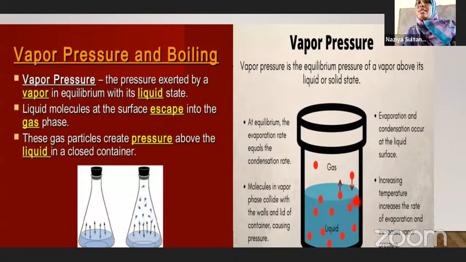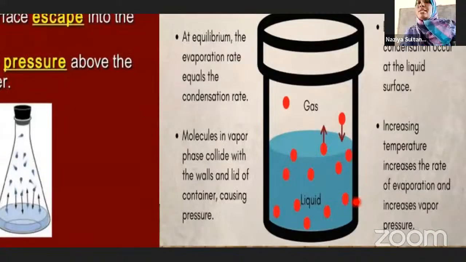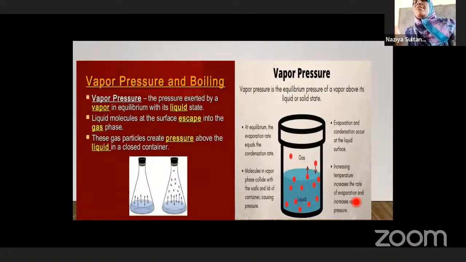The gas molecules would be exerting pressure on the surface of the liquid. That pressure is called vapor pressure. So what is vapor pressure? It is the equilibrium pressure of vapor above the surface of the liquid.